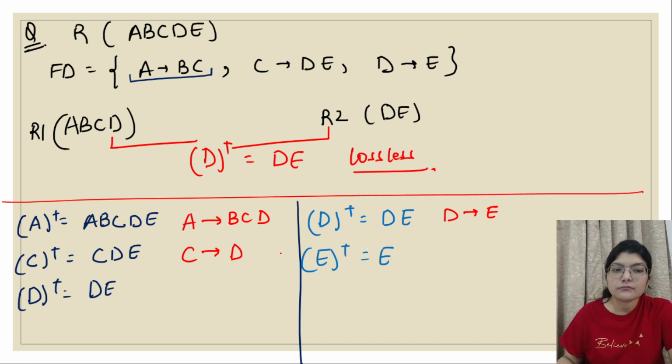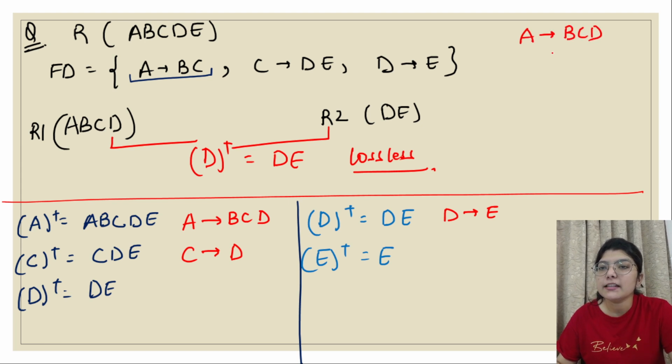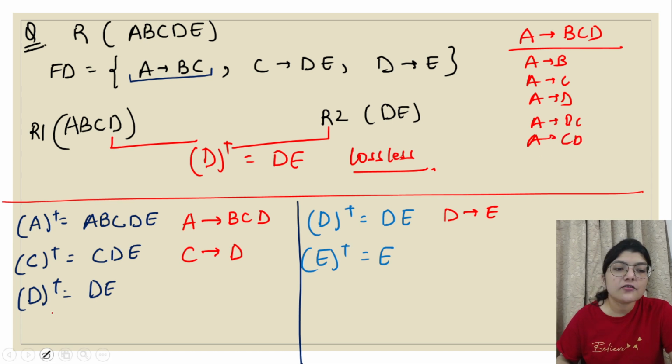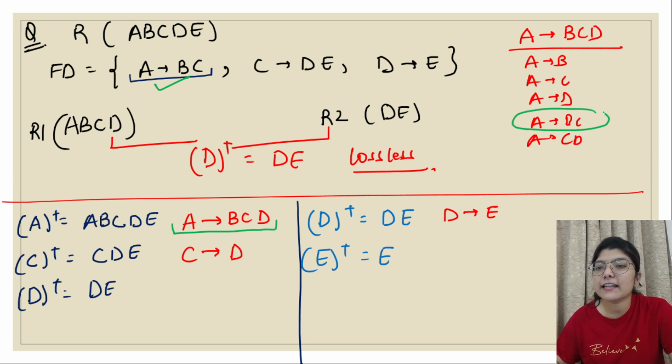Now, see, I got this A to B, C. If you have A to B, C, D, you can write it as A to B, A to C, A to D, A to B, C, A to C, D. You can write it in any form, right? So from here I can say that I have obtained A to B, C. From this I have also obtained A to B, C. Done. Now D to E: so D to D is also obtained. Done. Now I have C to D.